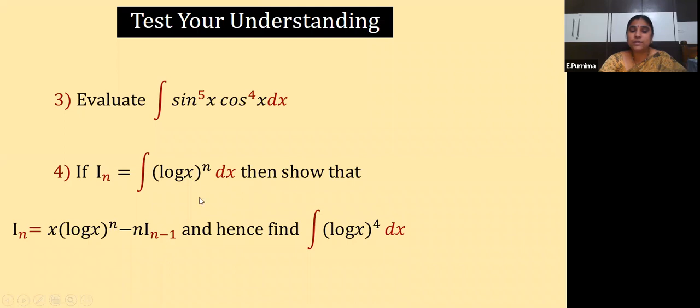Then at some point of time you will reach this one. I n is equal to, means wherever you get log x to the power of n minus 1 somewhere in the process of integration, that should be replaced with I n minus 1. Understood? So like that you have to do, and after you get this proof, to find out log x to the power of 4, means same thing you have to apply. n is equal to 4 you have to apply in this formula and do the sum. Understood, children?